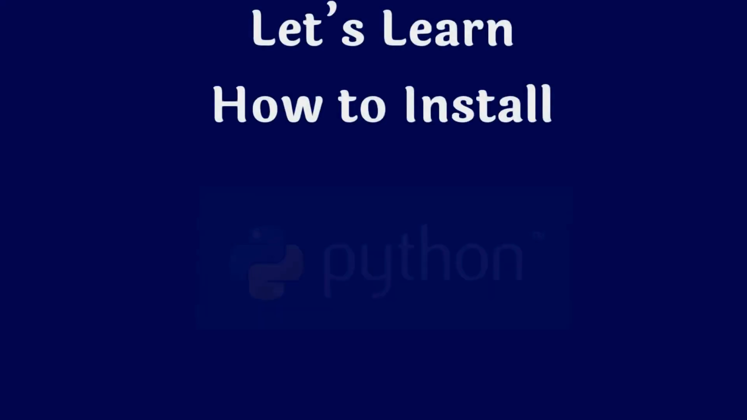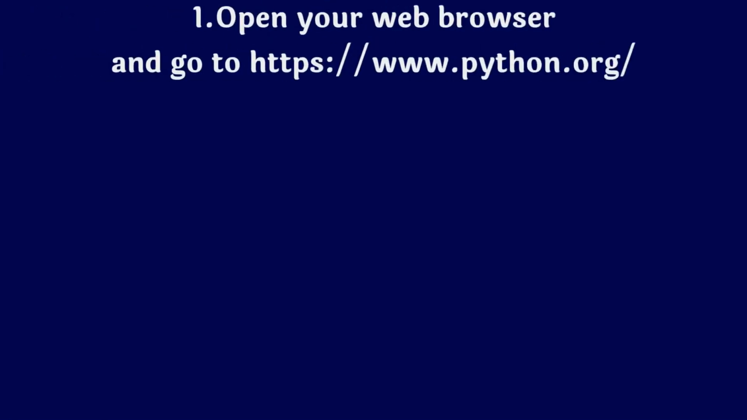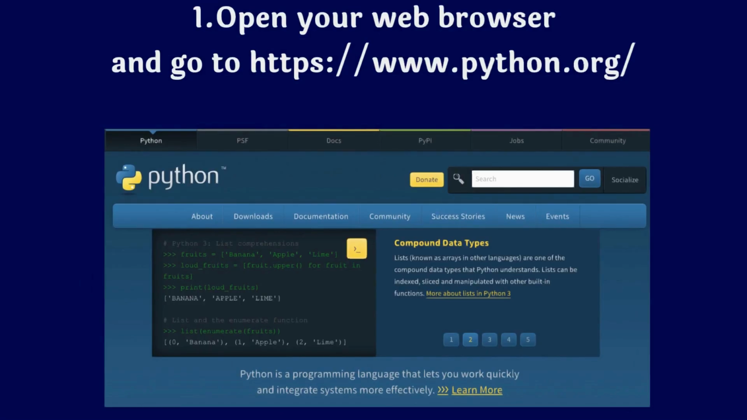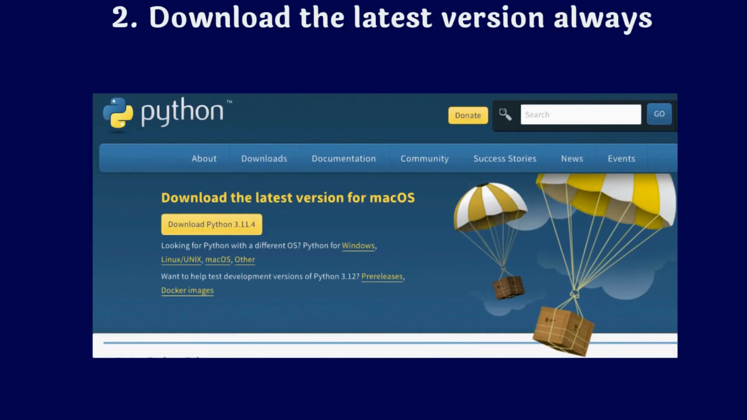Let's learn how to download Python. Follow these steps. Number 1, open your web browser and go to python.org to visit the Python website. Python offers two versions, Python 2.x and Python 3.x. As of 2023, Python 3.x is the latest stable version of Python. So as step 2, download the latest version.